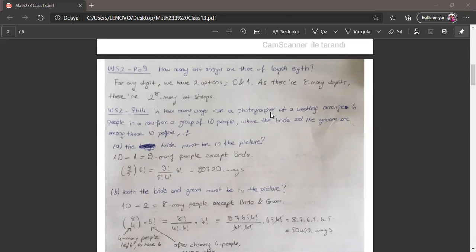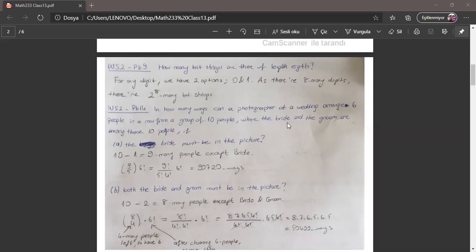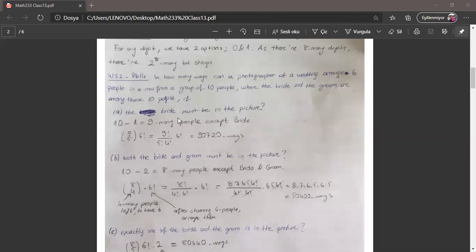Now we have the first case. We want this picture, and the bride should be in it, okay? We have already 10 people. Now, if we don't count the bride, we have 9 left. So we need to have 6 people to get that photograph, okay?